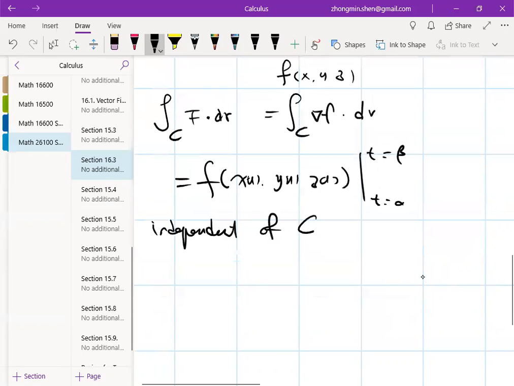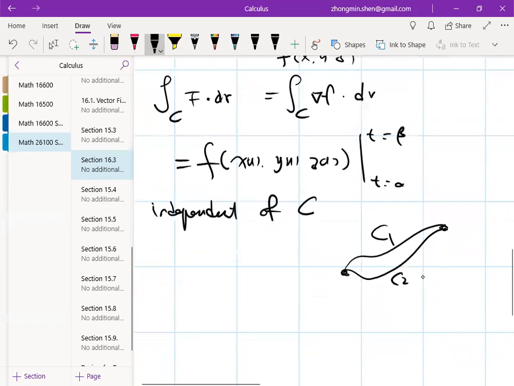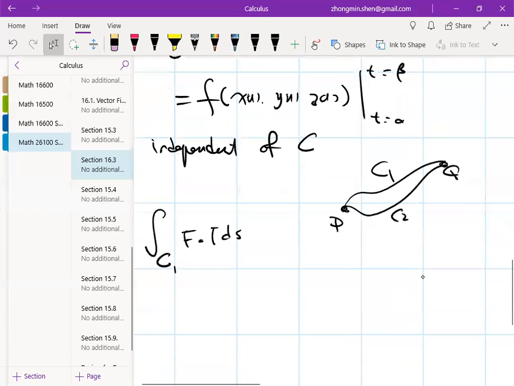So if you have two paths, C1 and C2, that have the same starting point and the same end point, and this point I call P, that point Q, right? Then the integral over C1 of F dot T ds is going to equal the integral over C2 of F dot T ds. Along different paths, you will end up with the same result.